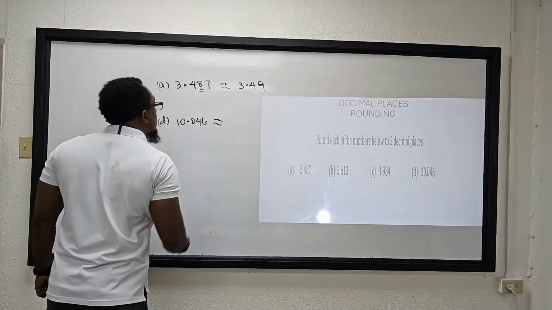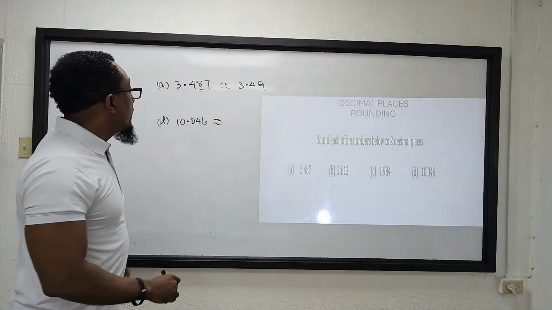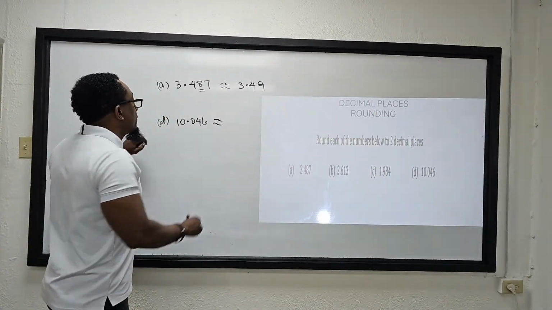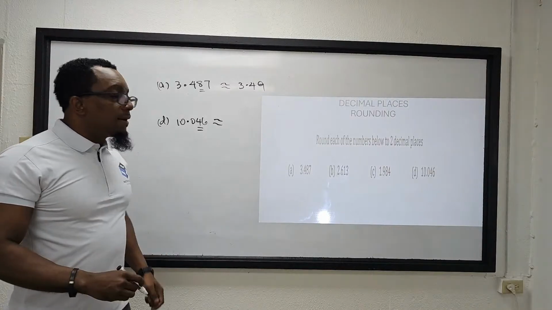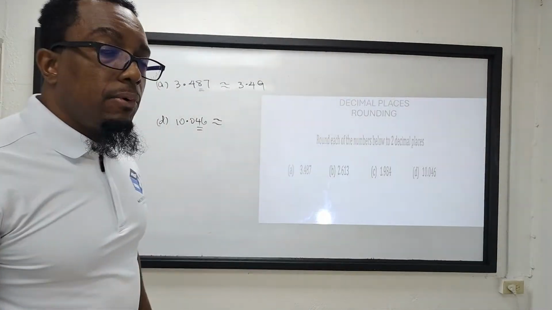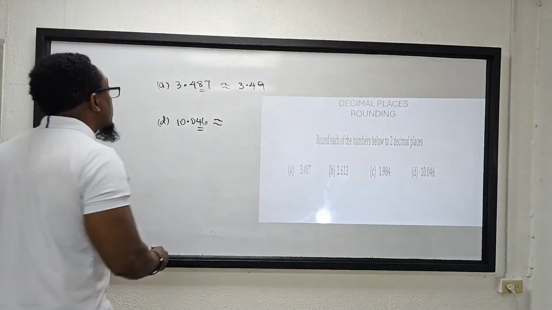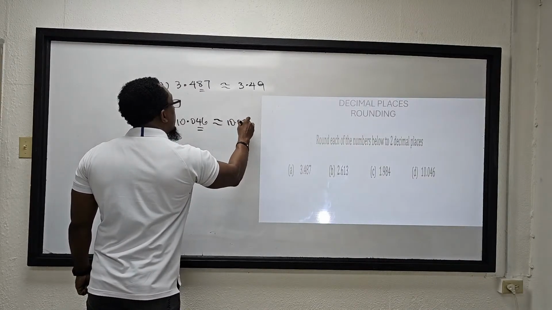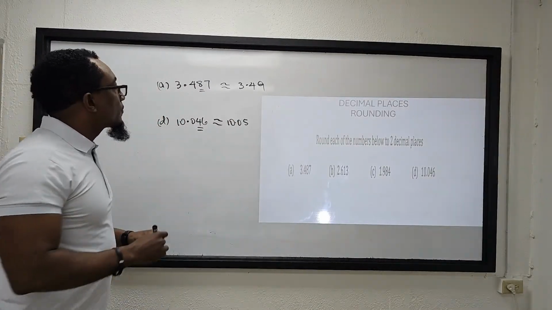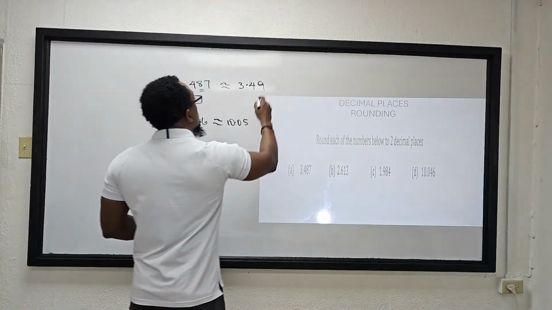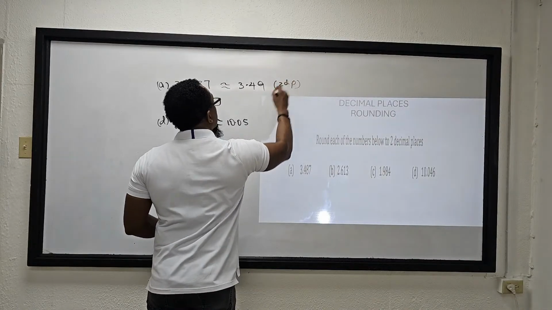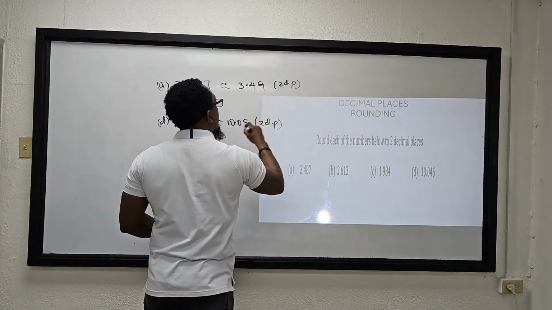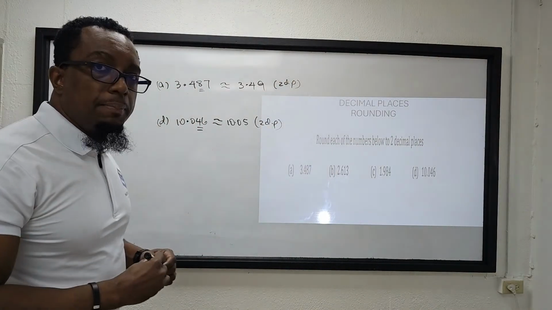10.046 to 2 decimal places. I count 2 places after the point, 1, 2. I look at the number after, which is 6. Once it's 5 or more, I add 1 to my 4 to become 10.05. Right? Both are to 2 decimal places.